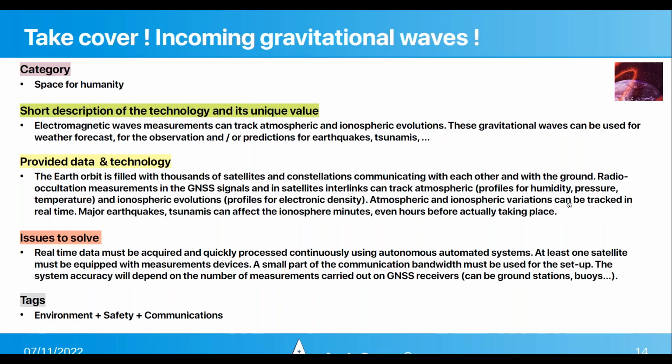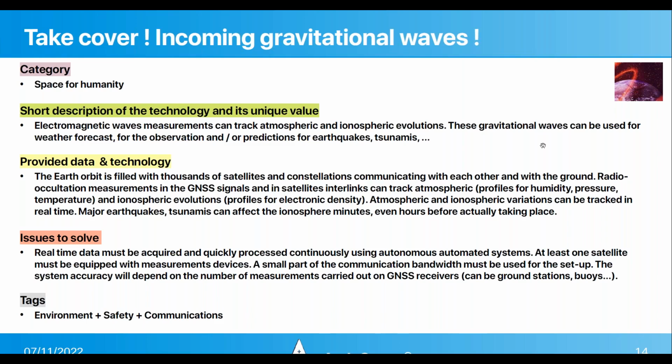The next challenge is called Take Cover, Incoming Gravitational Waves. The Earth orbit is filled with thousands of satellites. We have constellations, we have really thousands, literally. We have mentioned this many times today, and we also mentioned the issue of space being really crowded now. But using all these satellites, we can use a technique called radio occultation. And with radio occultation measurements in the GNSS signals from satellites to Earth and in between satellites, so in satellite interlinks, it's possible to track in real time atmospheric and ionospheric perturbations.